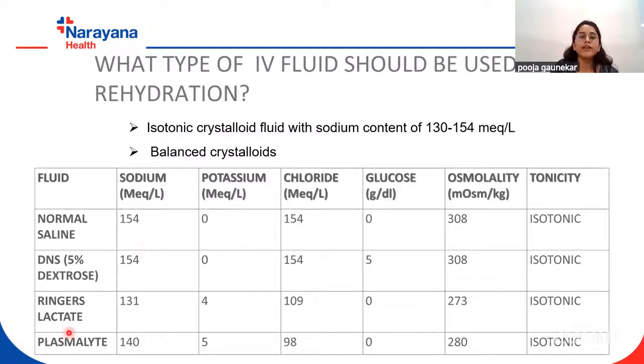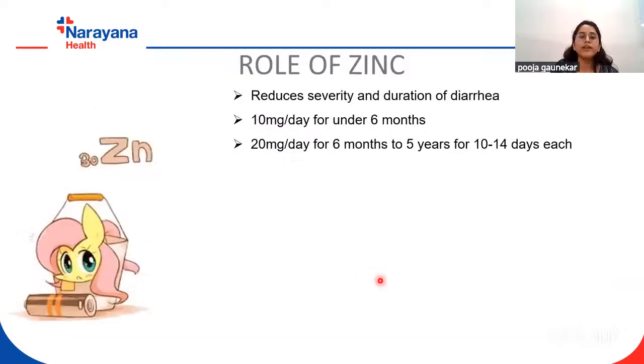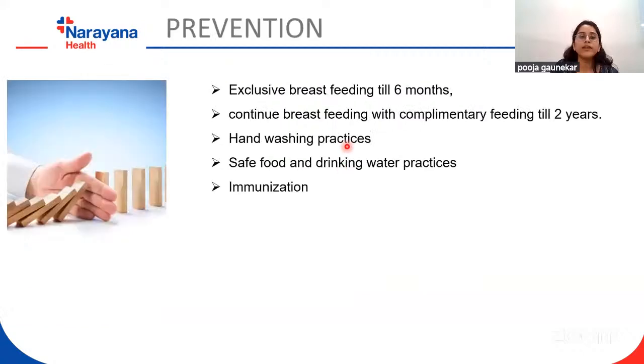Next, prevention is very important. So exclusive breastfeeding, hand washing practices, immunization, and safe food and drinking water practices are very important.